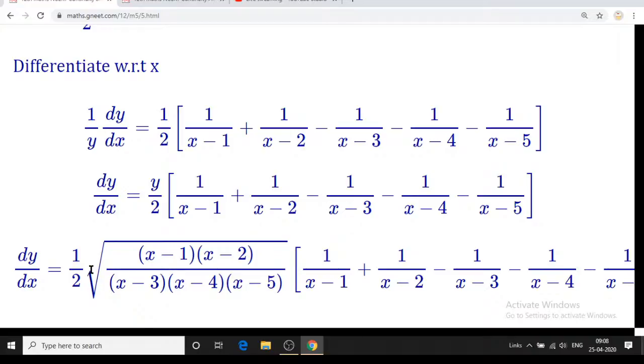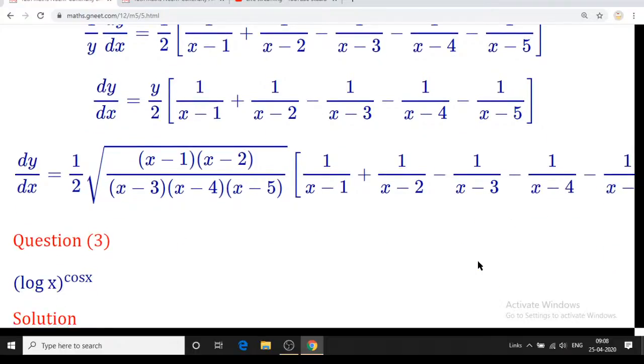Then we get half, and we are replacing the value of y. The y is the square root of whatever the y is, we'll write it as it is, and this. So we get the value of dy by dx. That is the first case that we have stated, when we can use the log.